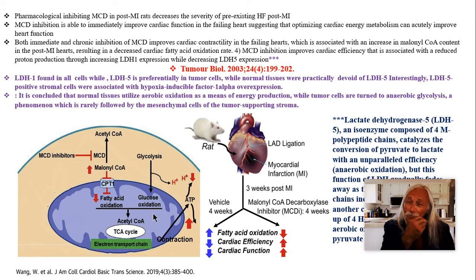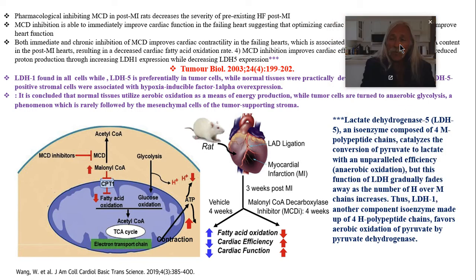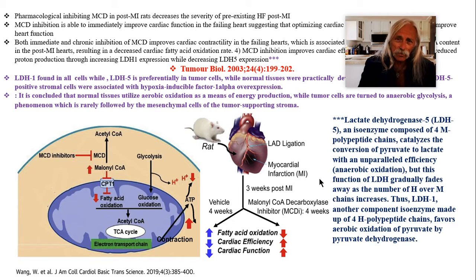LDH5 is preferentially found in tumor cells. We'd already told you that LDH5 catalyzes the conversion of pyruvate to lactate with unparalleled efficiency, right? So that means you're going to get anaerobic oxidation, right? So LDH5 is preferred in the tumor cells. So that means you're going to get a lot of what? Glycolysis. That's known as anaerobic or rampant anaerobic glycolysis in the tumor cell. That's totally different when we switch from tumor pathology, pathophysiology, to myocardial infarction physiological requirements, right? Here, glycolysis is preferred.